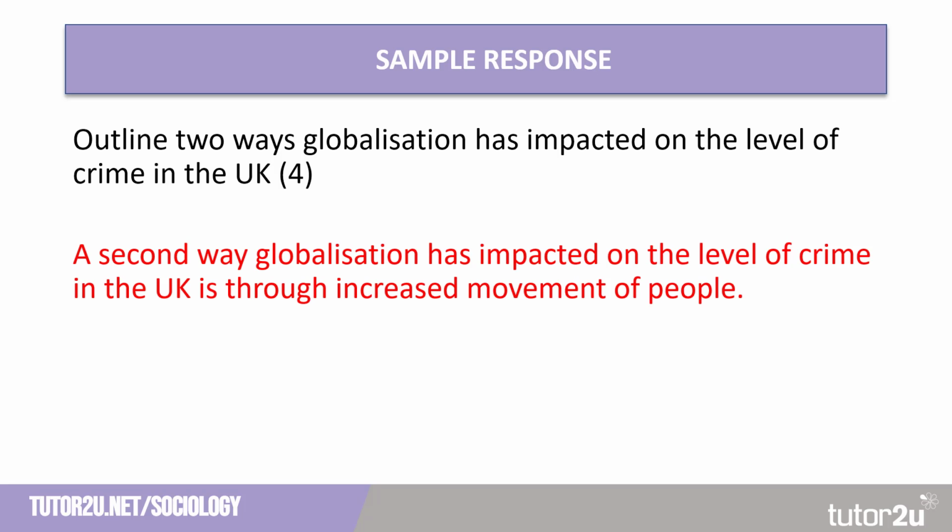Now we're going to get the other 2 marks. A second way globalization has impacted on the level of crime in the UK is through increased movement of people. That's a feature of globalization, increased movement of people, migration. That will get us another mark.